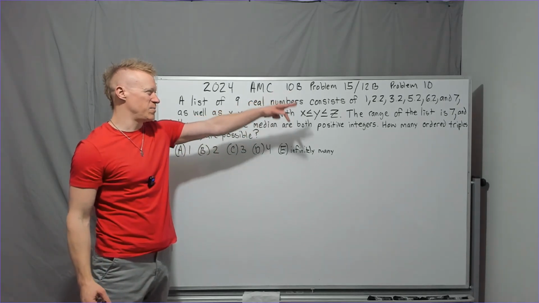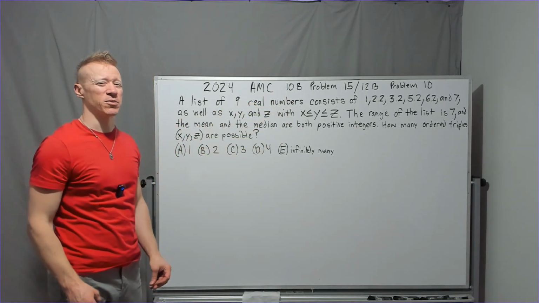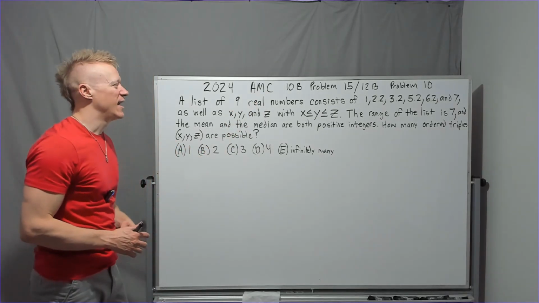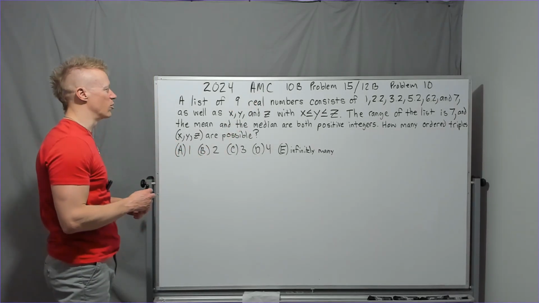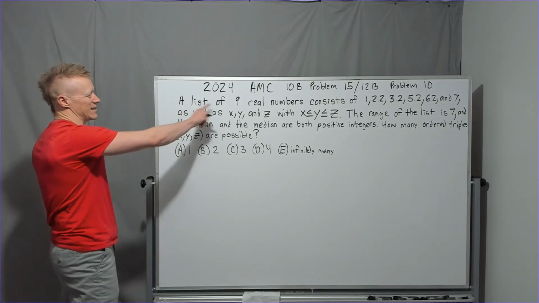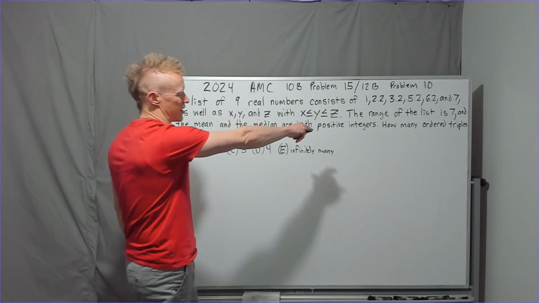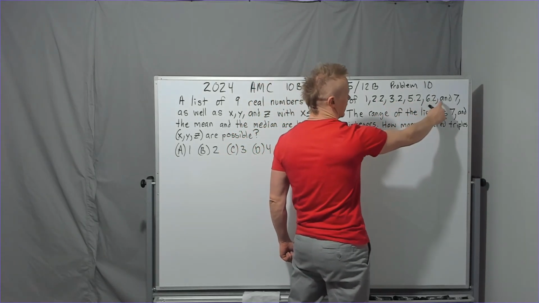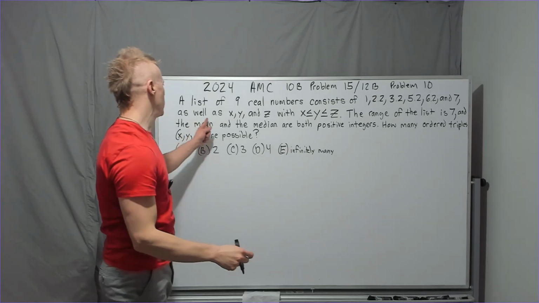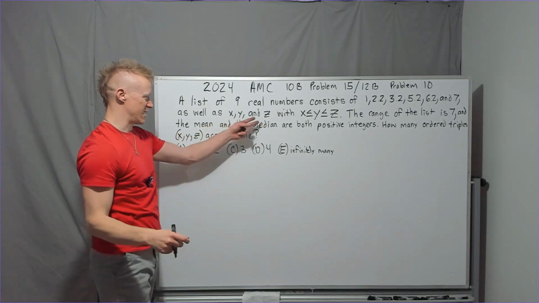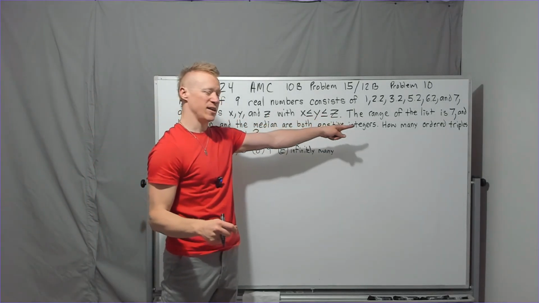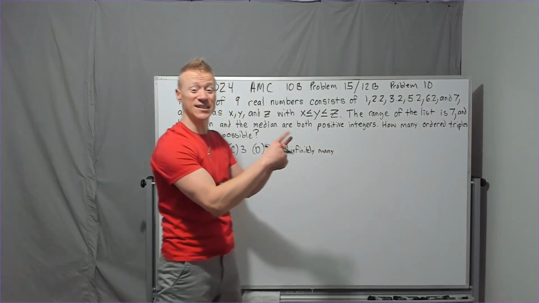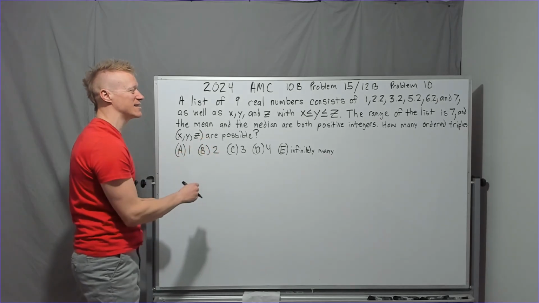If you were on the 10B, by the time you got to problem 15, you're probably pretty fatigued. If you're on the 12B, you're probably still a little bit fresh and you might have worked through it a little bit more effectively. So a list of 9 real numbers consists of 1, 2.2, these, count them, 1, 2, 3, 4, 5, 6 numbers, as well as x, y, and z, that's 9 total, with x less than or equal to y less than or equal to z. The range of the list, which is the difference between the greatest and the least, is 7.